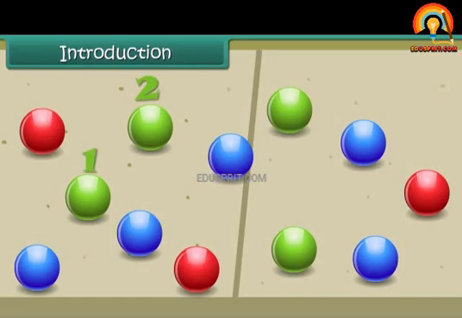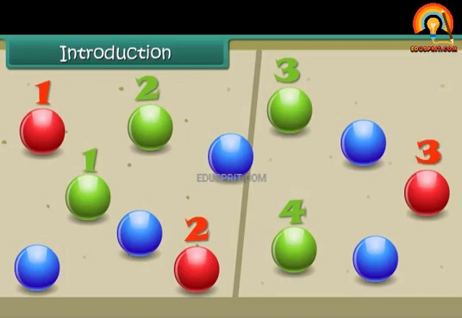1, 2, 3 and 4. 4 green colored marbles. And how many red colored marbles are there? There are 1, 2, 3 red colored marbles.